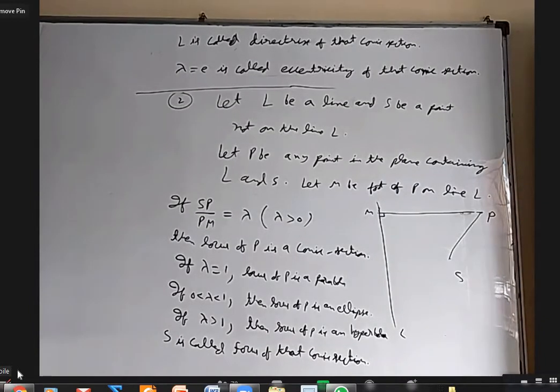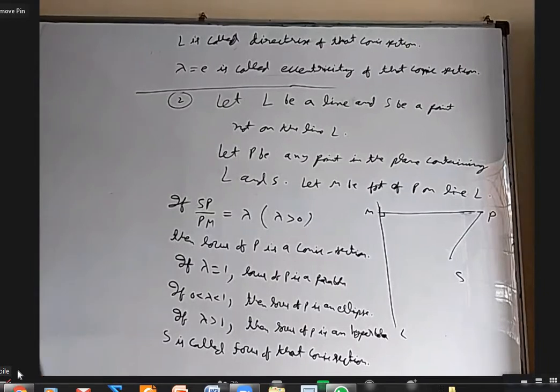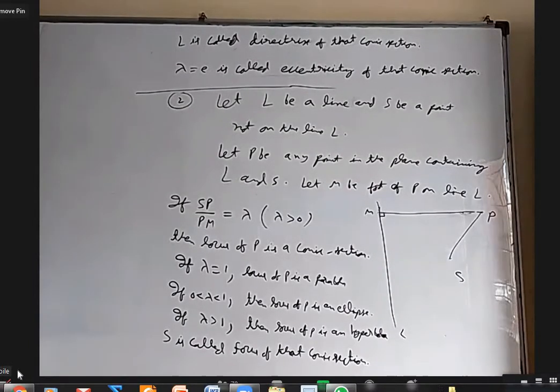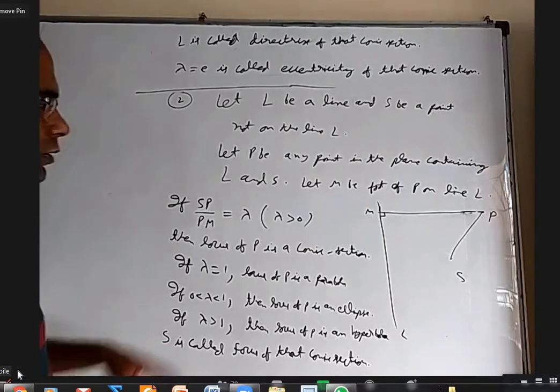Okay. So basically everything we are going to define as locus. Even if you remember when we started circles, we said locus of a point which is at a constant distance from a fixed point is called a circle. Like that, parabola, ellipse and hyperbola. These are the definitions.